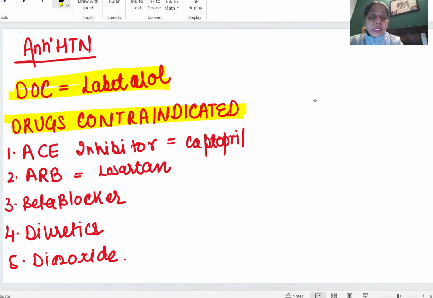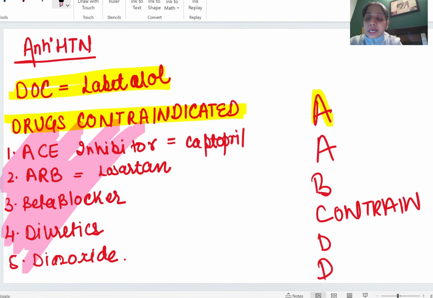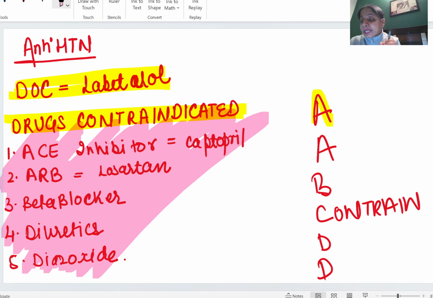More questions are asked on which drugs are contraindicated. The mnemonic for it is double A, B, there is no C, and 2D. What is A? ACE inhibitors and ARBs, angiotensin receptor blockers. B stands for beta blockers, D stands for diuretics, and another D is for diazoxide. Questions are more asked on this. Please focus. All of these are teratogenic, so they are contraindicated.